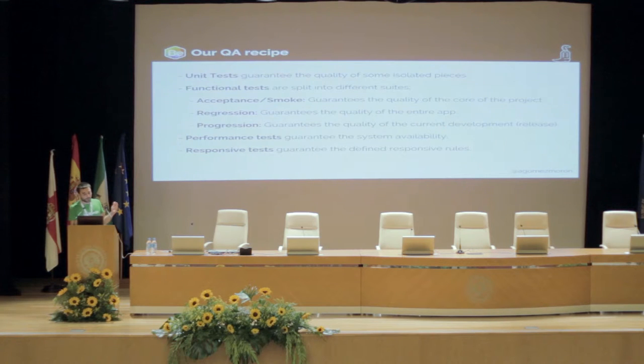When we talk about functional testing, we can split it into three different suites, or types. Acceptance: we guarantee the quality of the core. For Google, the acceptance is: I enter Google, I have a text box, and if I search for dog and click search, I have some results with dogs. I don't know more. So that's the acceptance.